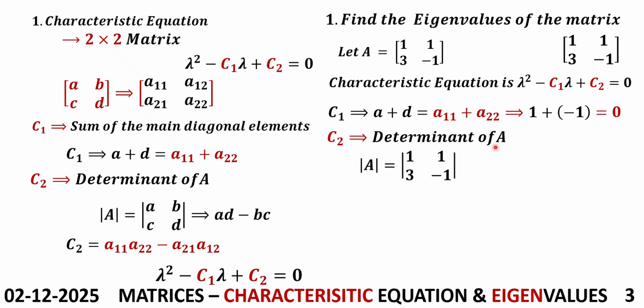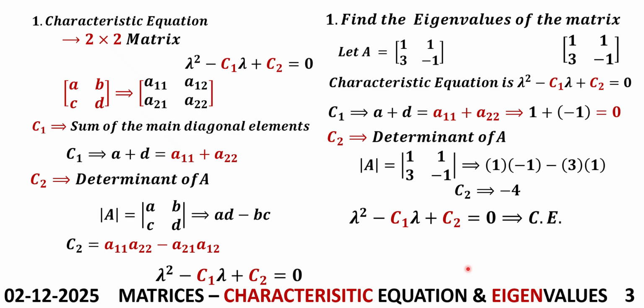C2 is the determinant of A. We already know the values 1, 1, 3 and minus 1. Using the same formula, AD minus BC, it is 1 into minus 1, and in the center we keep the minus as it is. Then the other diagonal we multiply, 3 and 1. So 1 into minus 1 is minus 1, and 1 into 3 is 3. So minus 1 and minus 3 gives minus 4.